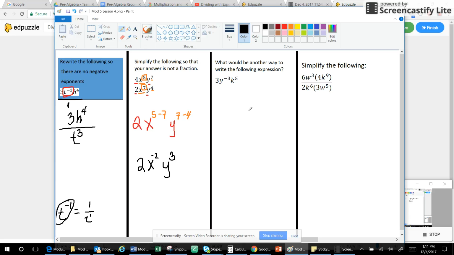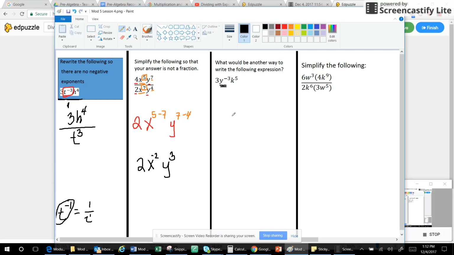So the third one here, it says, what would be another way to write the following expression? 3y to the negative third, k to the fifth. All right, so see if you can find another way to write this. And the trick is, there's always something you can do with negative exponents. All right, so try it on your own, click continue when you're ready to check your work and your answer.